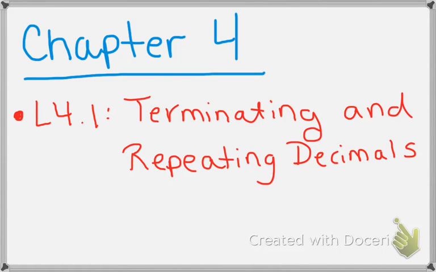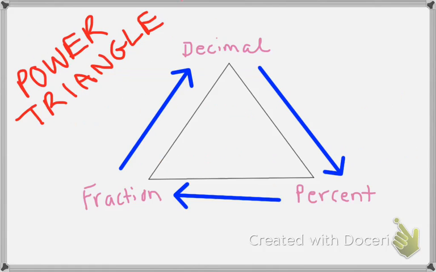This video is on Chapter 4, Lesson 4.1, Terminating and Repeating Decimals. First we're going to start off with something that I had you do in your notebook called the power triangle, which is fraction to decimal, decimal to percent, and percent to fraction. All of these are called rational numbers, and all of these rational numbers can be converted into each other. So that's what we're going to get working on.